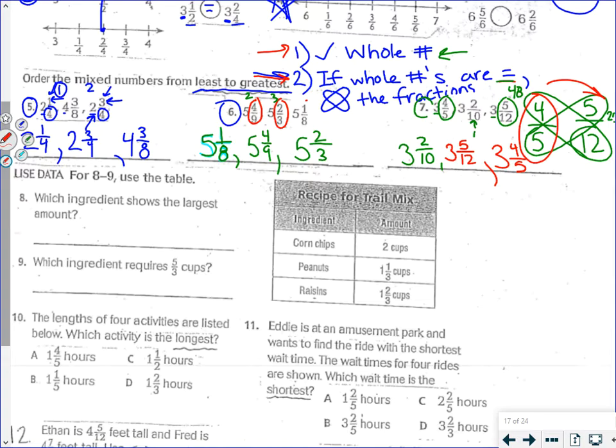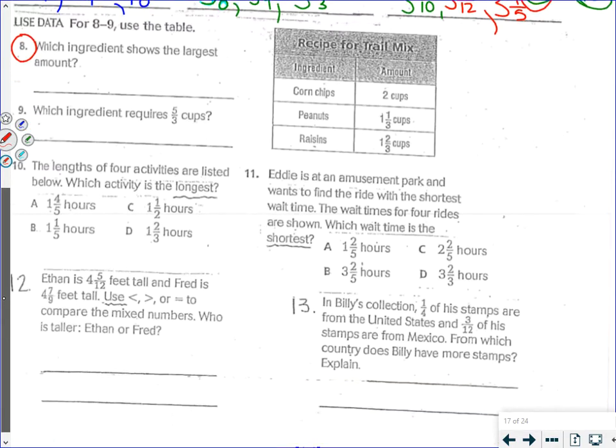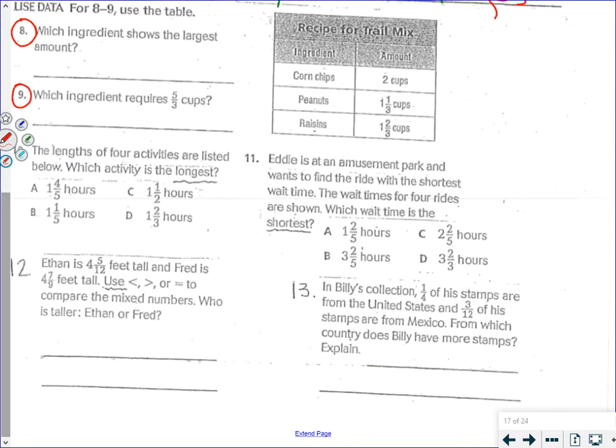All right, you guys try these by yourself here.